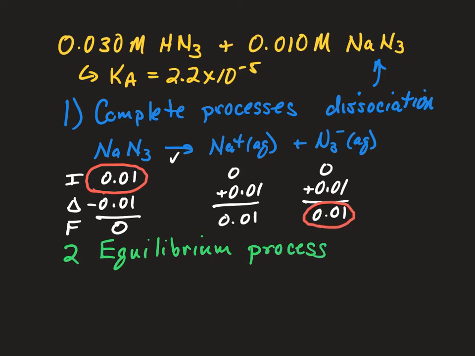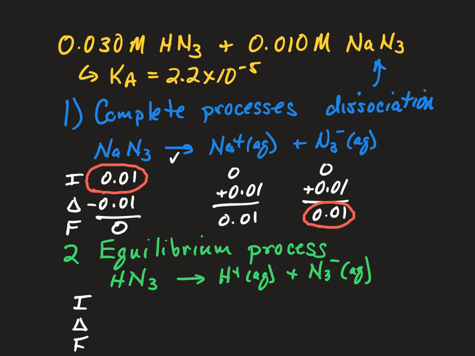And our equilibrium process is our dissociation of our hydrazoic acid. If we set up our table, if we look at our initial conditions and our change, this one is an equilibrium process, and we should write it that way to remind ourselves. Don't get in too big a hurry.